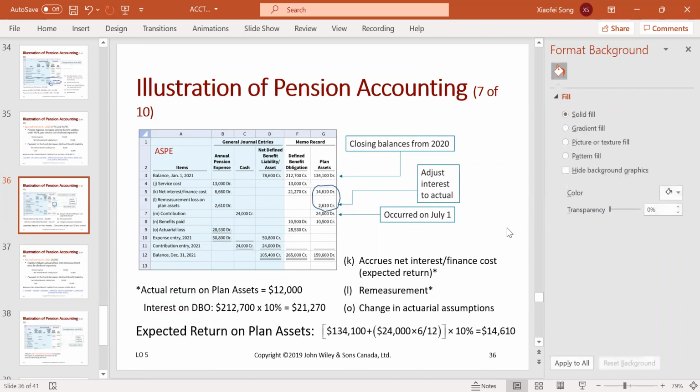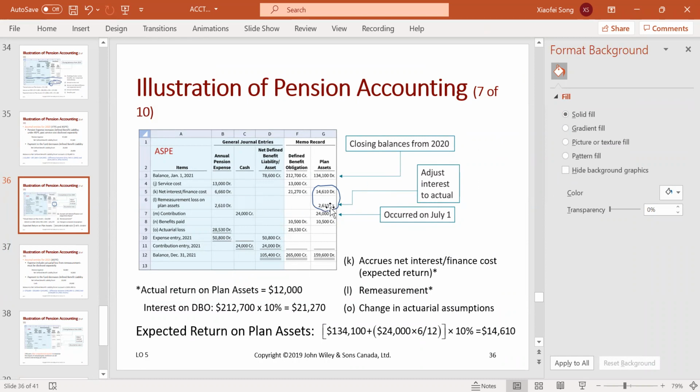Okay, I got it back. So these two, the net is 12,000. That's the actual return, right? And that's the actual increase in the plan assets. So we need to recognize that.